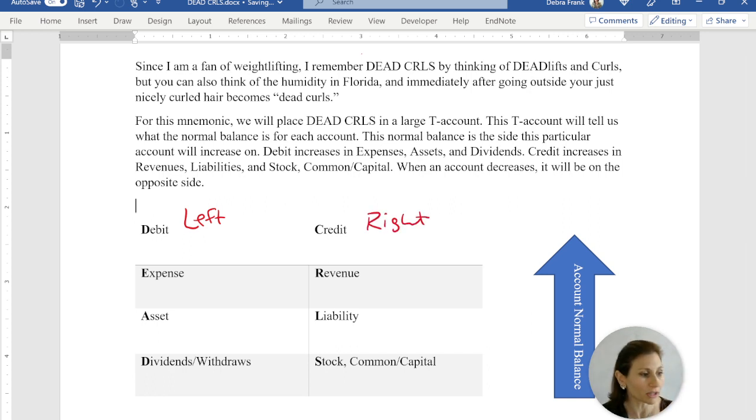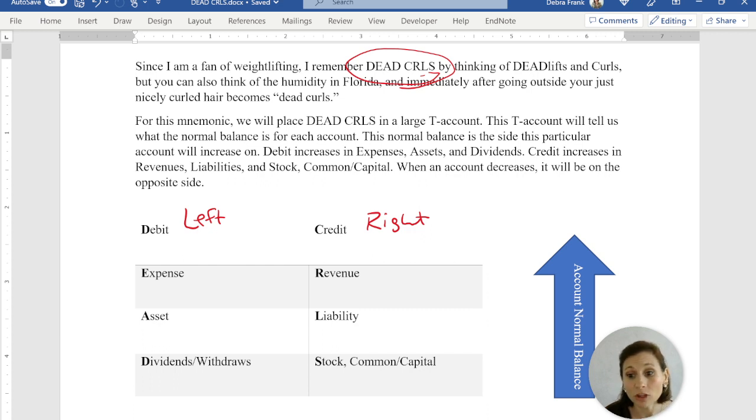All right, so we're going to use my mnemonic to help us remember what increases on the left side versus what increases on the right side for these particular accounts. And so we'll use my mnemonic dead curls. I'm into fitness, so I remember dead curls by thinking of deadlifts and curls, but you can remember it any way you want. I'm in Florida with the humidity, and as soon as I curl my hair and walk outside, I have dead curls. The curls don't stay in. So that's another way to remember. So that's our mnemonic there.